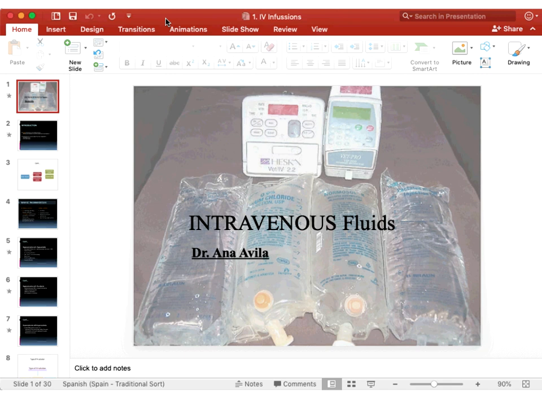So the first session is intravenous solutions or intravenous fluids. You have to know, therefore, some previous things about the spaces that you already know: extracellular space, which is the intravascular space, and the intracellular space. So, on surgery, it is very important for you to manage these kinds of solutions, and what kind of solutions are available for you to use and their main indications.